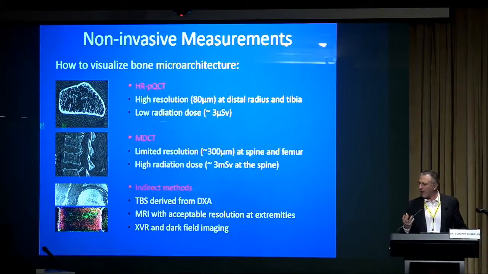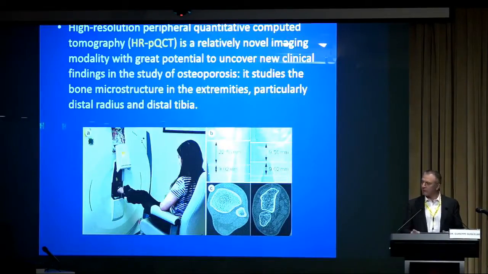How do we visualize this quality parameter? Because we know that with QCT, better than DEXA, we can measure bone mineral density. But now, if we move from this quantitative concept to the qualitative aspect of osteoporosis, we should use a different technique. And which technique? First of all, high-resolution peripheral QCT at the level of the appendicular skeleton, or multi-detector high-resolution CT at the level of the spine, or some indirect method like trabecular bone score. Trabecular bone score can be applied on DEXA machines, and MRI, and some reflection of the X-ray on plain radiographs, the so-called dark field imaging that you will see later on. Just to give you some idea about the possibilities of these different techniques.